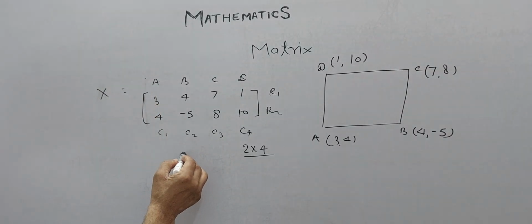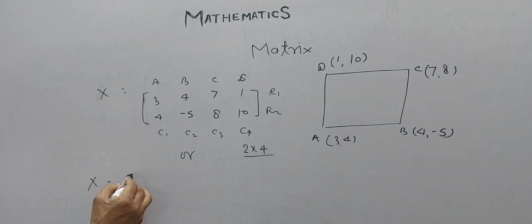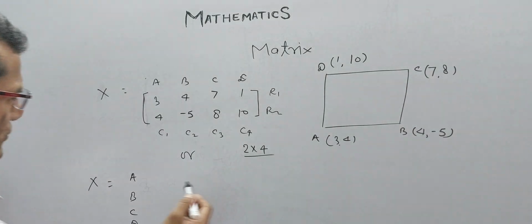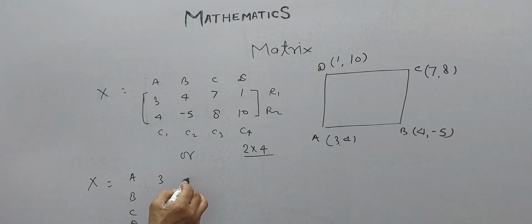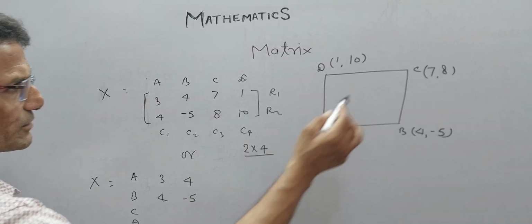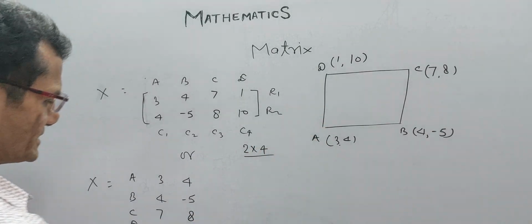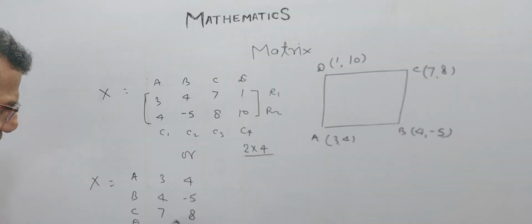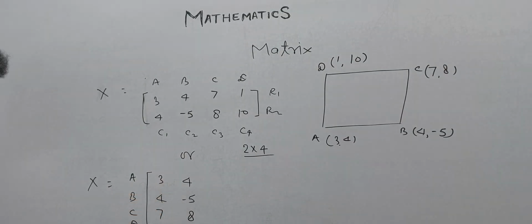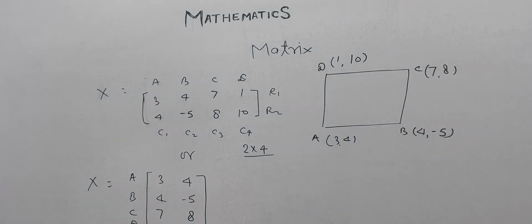We can also write this information in another format. Write this matrix X like here: vertex A, vertex B, vertex C, and vertex D. A has the coordinates 3 and 4. B has the coordinates 4 and minus 5. C has the coordinates 7 and 8. And at the end, D has the coordinates 1 and 10. So this is the coordinate information of a quadrilateral in a plane, written in matrix format.